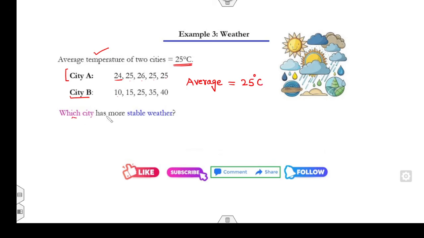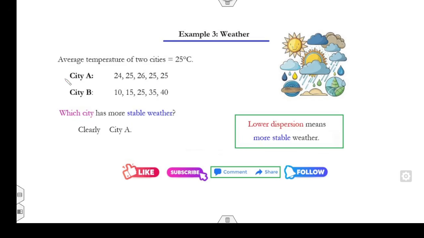Because the average temperature of both cities is the same, which city can you consider to have more stable weather, and why? According to you, which city is more stable and why? Can you put a comment on the video? Definitely you can say city A is more stable. Why? Because it has low dispersion, and low dispersion means more stability.